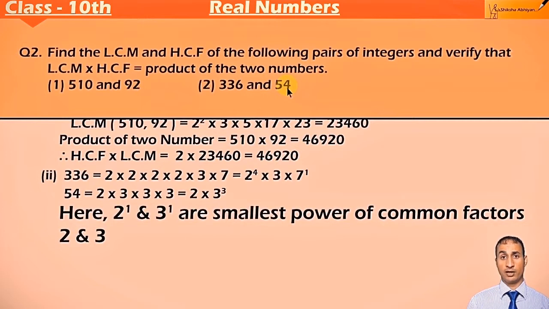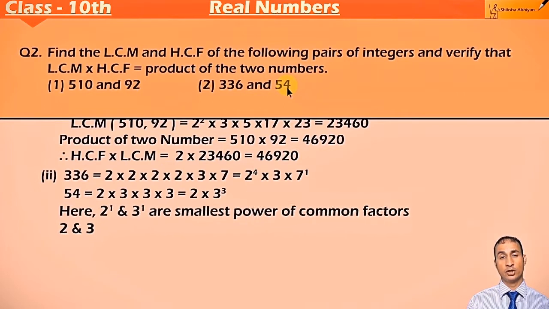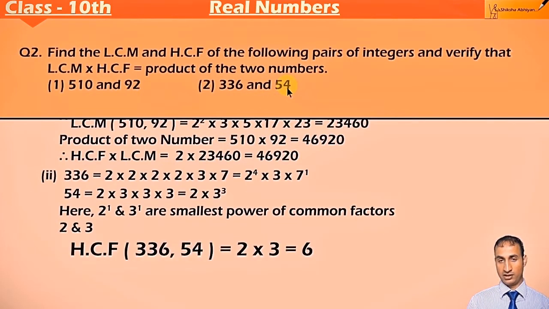Here 2 to the power 1 and 3 to the power 1 are the smallest powers of the common factors 2 and 3. So the HCF of 336 and 54 is 2 to the power 1 into 3 to the power 1, that is 6.